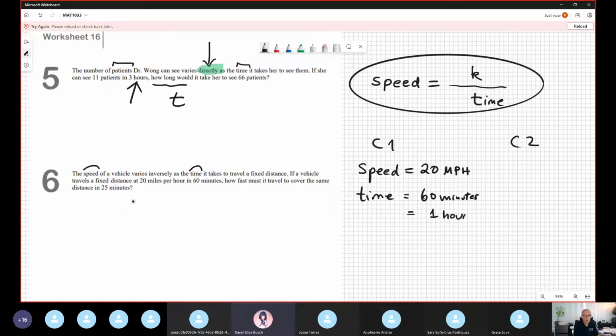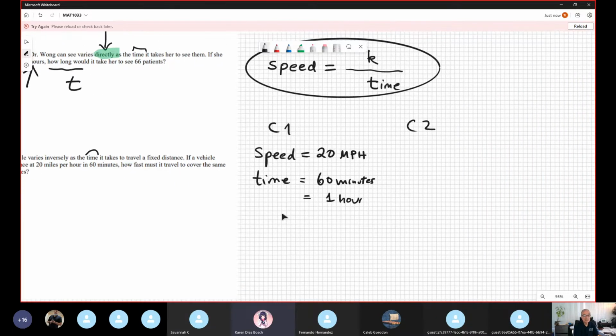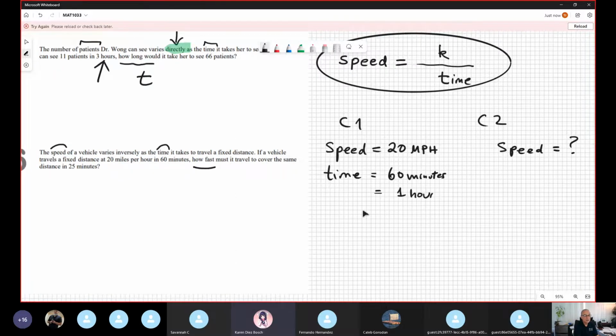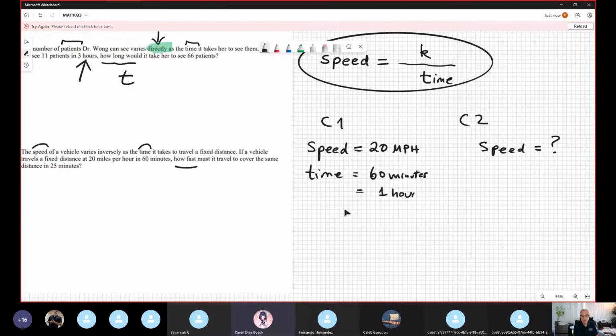Okay. How fast? What does how fast mean? I need to find the speed in condition 2. Question mark. How fast does it travel to cover the same distance but at a different time? Time now is 25.